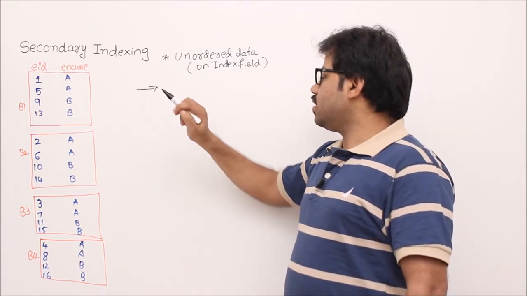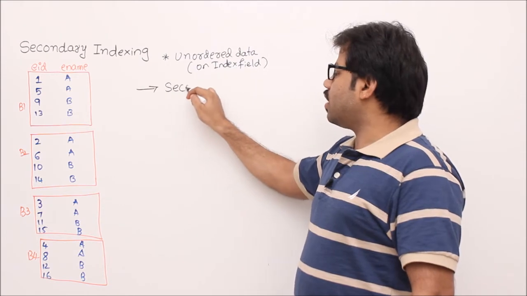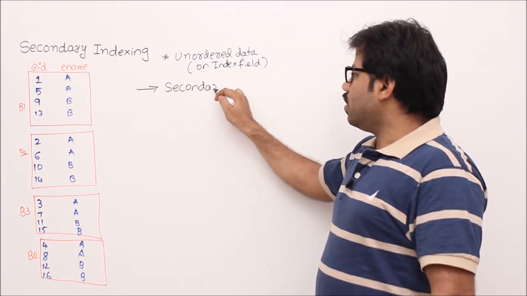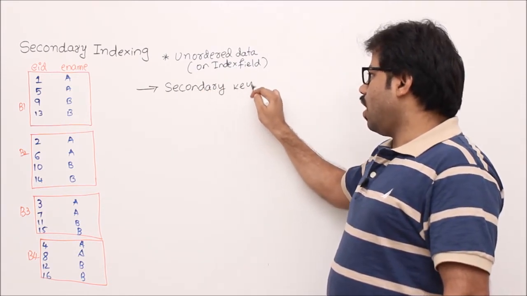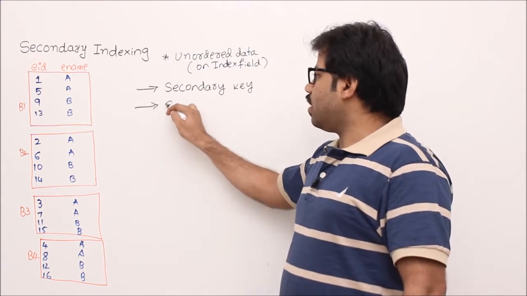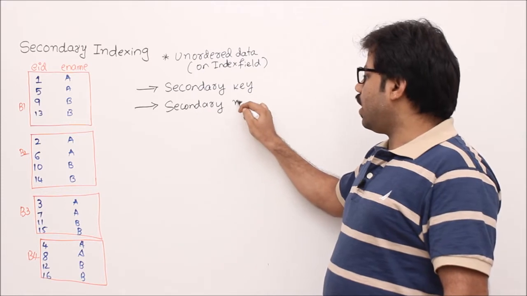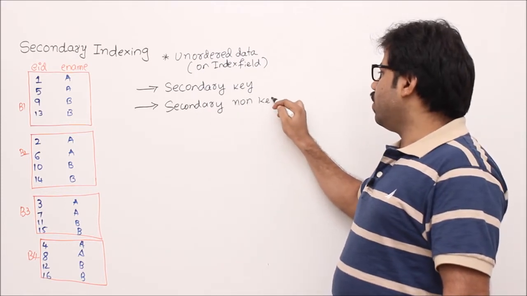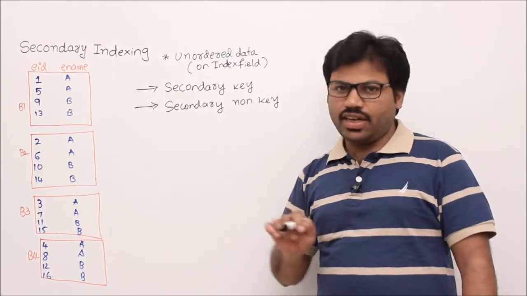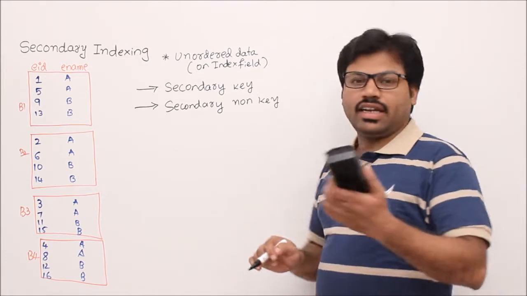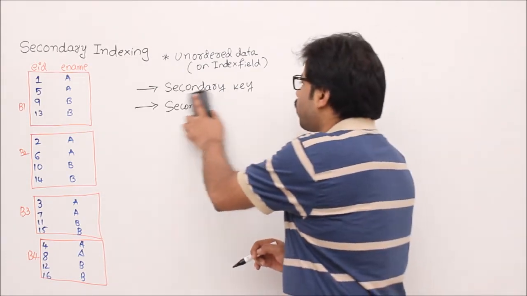The first condition is, let's say you are creating an index on a key field. That is called secondary key indexing. Now if you create an index on a non-key field, that is called secondary non-key indexing. That's it, so simple. We'll see one by one. Let's begin with secondary key indexing, and how to create it.